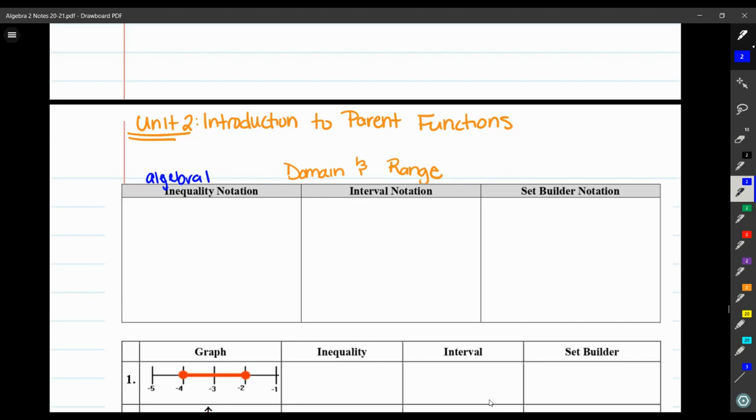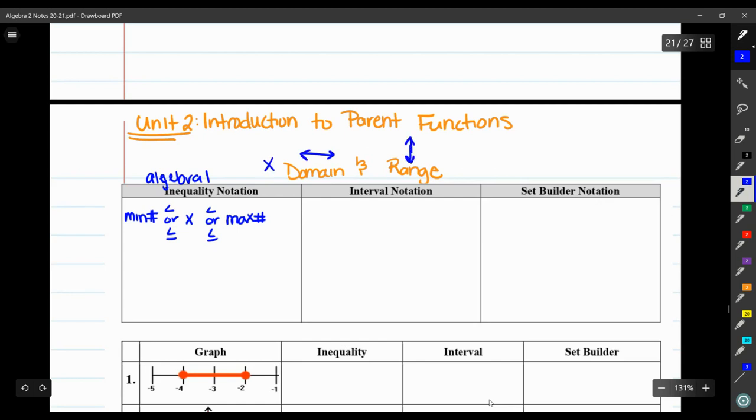So when you had the inequality notation, you started off with the low number, the minimum number, and then you picked one of these symbols, less than or equal to. You had a variable in the middle. If it was domain, you used X. If it was range, you used Y. Then you had another set of symbols, and then you had the maximum number. Domain works left to right, and range works bottom to top. Domain is always your X's and range is always your Y's.